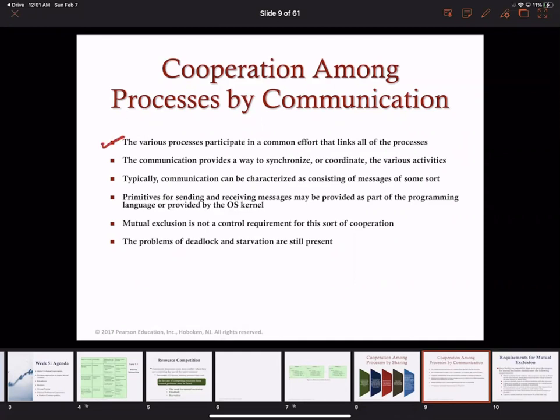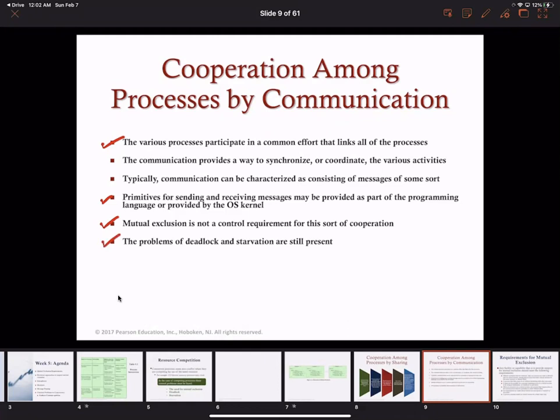Typically, communication can be characterized as consisting of messages of some sort, so there's some sort of messaging between the processes to perform communication. Primitives for sending and receiving messages may be provided as part of the programming language or even provided by the operating system kernel. Because nothing is shared between processes in the act of passing messages, mutual exclusion is not a control requirement for this sort of cooperation. However, the problems of deadlock and starvation are still present.